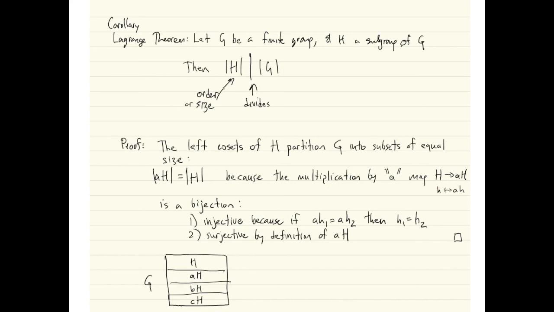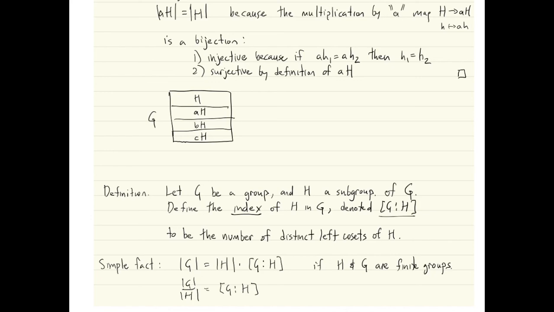And that's the proof. And then let me end with a simple definition of the result we just saw. Let G be a group, and let H be a subgroup of G. Define the index of H in G, denoted by this notation here, to be the number of distinct left cosets of H. So in other words, in this picture out here, the index of H in G is 4, because there are 4 left cosets. And the simple fact then is that the size of H times the index is equal to the size or order of G. And just rewriting that, we get this equation here, and again, this holds if H and G are finite groups.